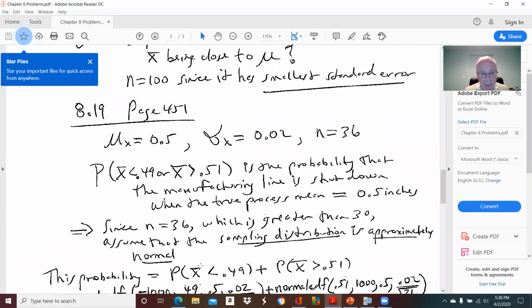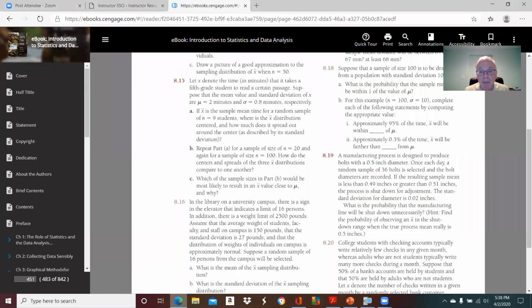Let's go back to the text. Number 19. I like these types of examples because they're practical examples. It says a manufacturing process is designed to produce bolts with 0.5-inch diameters. Once each day, a random sample of 36 bolts is selected, and the bolt diameters are recorded. So this is a sample of 36 bolts each day.